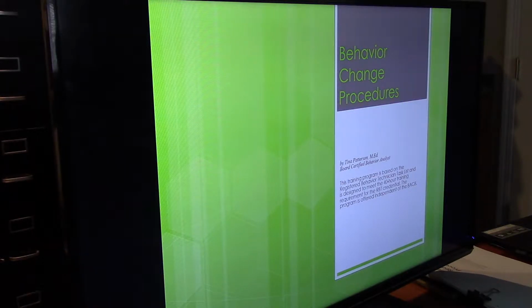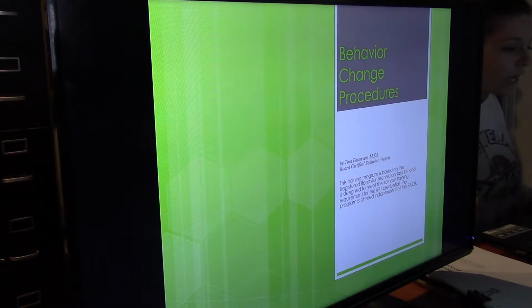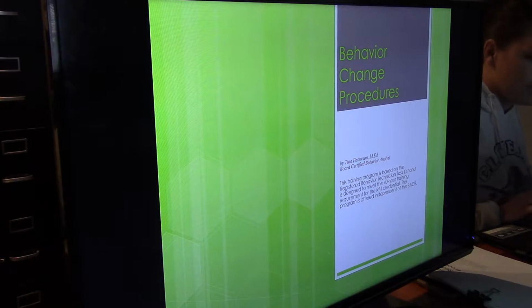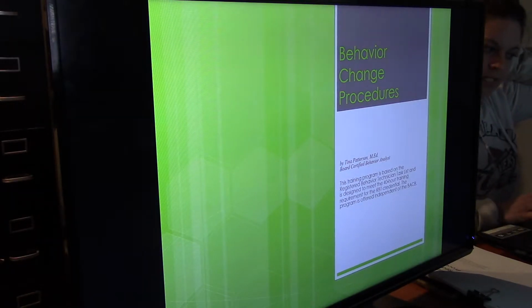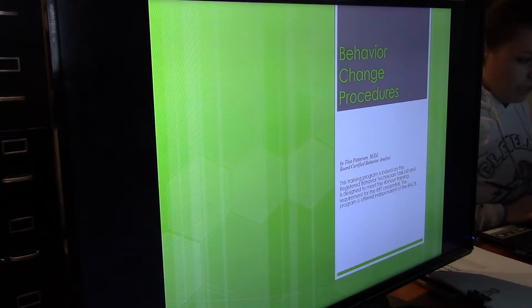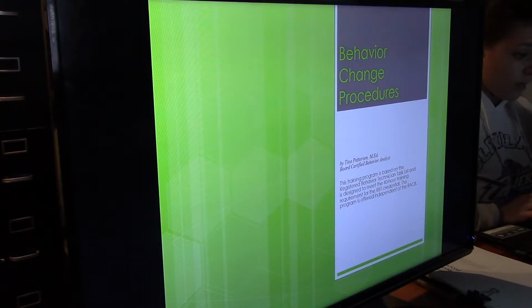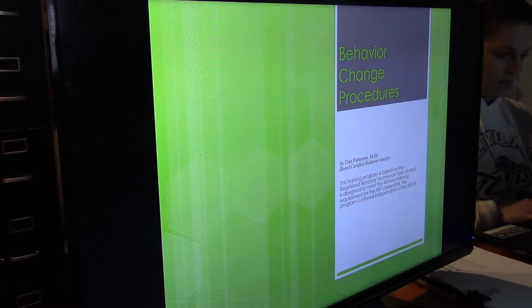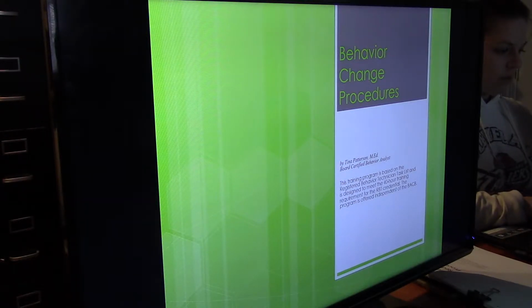All right, session 9. Behavior change or behavior reduction procedures. Here we go. Training program is based on the registered behavior technician task list and is designed to meet the 40-hour training requirement for the RBT credential. The program is offered independent of the BACB. They are not going to take any credit.